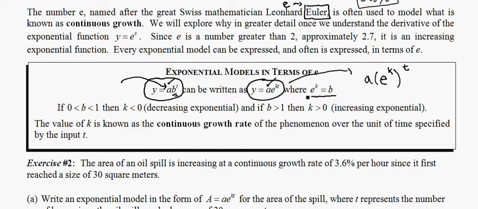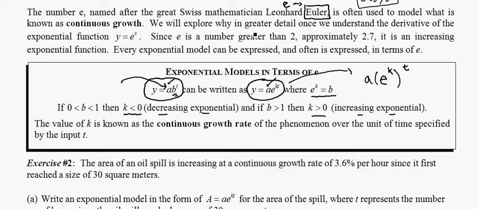Same thing. The cool thing about this, then, is that we can actually determine whether the exponential model is increasing or decreasing based on the value of k. So if k is negative, then it is a decreasing exponential, and if k is positive, it's an increasing exponential. You can really think about this in terms of b. We always knew if the base was greater than 1, it would be increasing, and if the base was between 0 and 1, it would be decreasing.